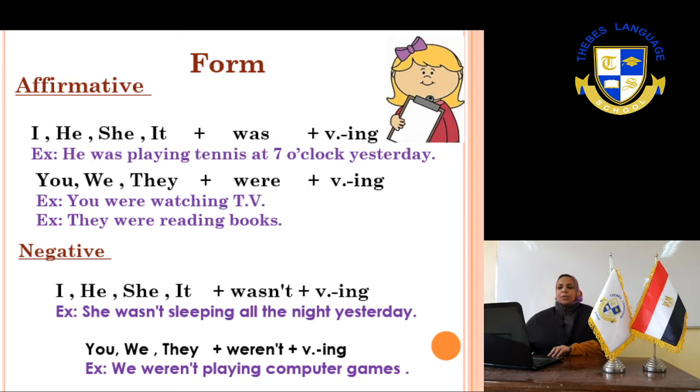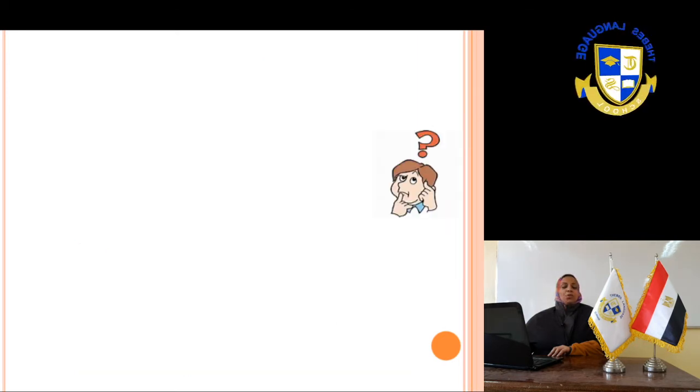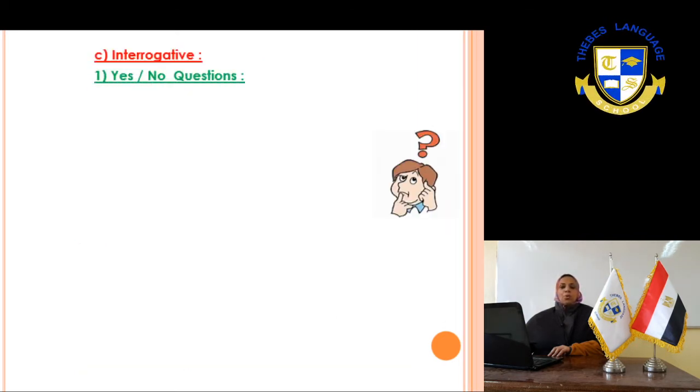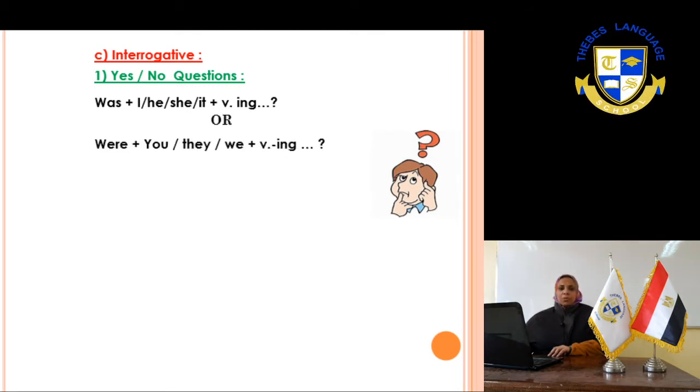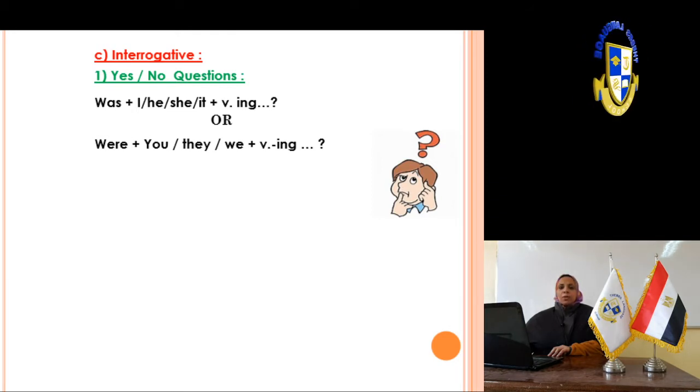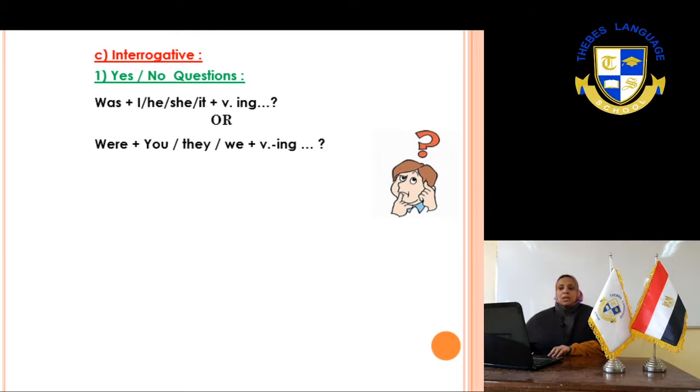Can you see the boy thinking with the question mark? It's the interrogative, the question, yes-no questions or WH question words. Let's start with the yes-no question. Because it's yes-no, it's a short form. That means I will start with the helping verb. I'll start with was: was he, she, it, or I plus verb ing. Or were you, they, or we plus verb ing.